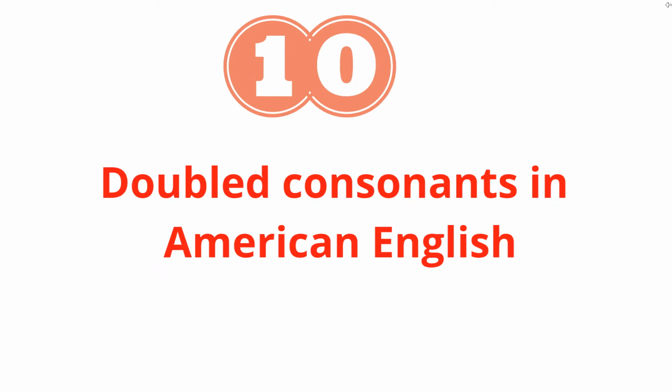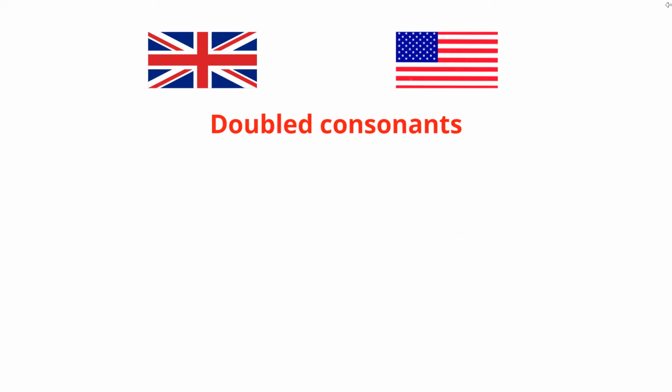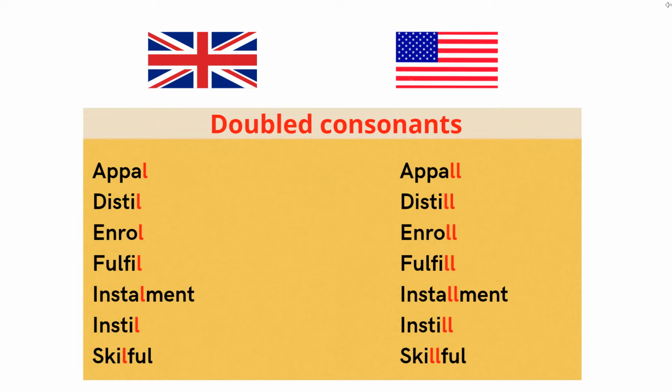Spelling difference number 10. Doubled consonants in American English. In other places, it is American English that has the doubled consonant, in certain verbal infinitives or to preserve the root word of certain adjectives. For example, appall, distill, enroll, fulfill, etc.